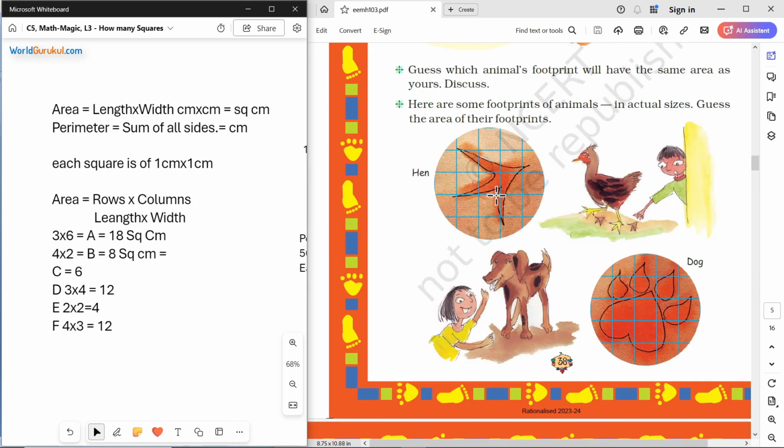Here is another calculation using grids. This is the footprint of a hen, and you know how you calculate? If any grid is occupying around 50% or more than 50%, you count it as one square. And if it's negligible, like this one, which is maybe 5% or 10%, that square you ignore. You are doing some rounding off here, and that way it helps you to calculate the area.